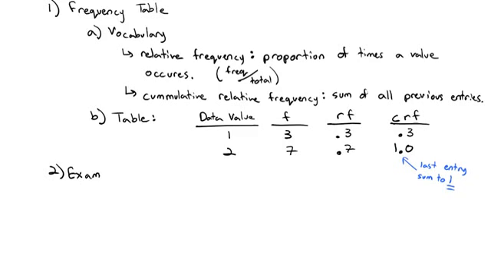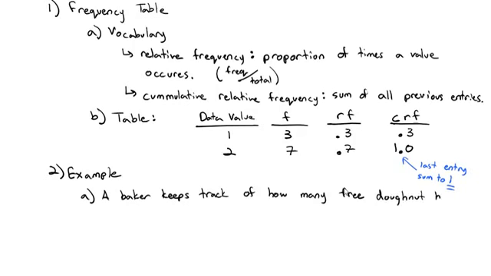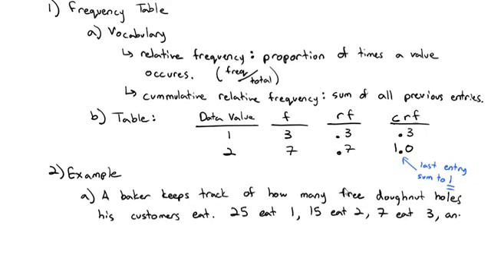Let's do an example here. Let's say a baker keeps track of how many free donut holes his customers eat. 25 eat 1 donut hole. 15 eat 2 donut holes. 7 eat 3 donut holes. And 3 eat 4 donut holes.